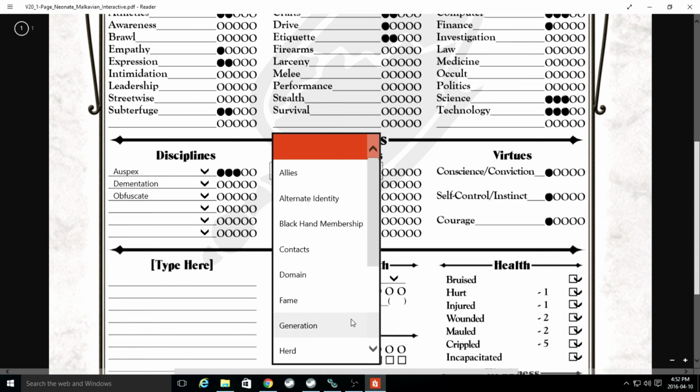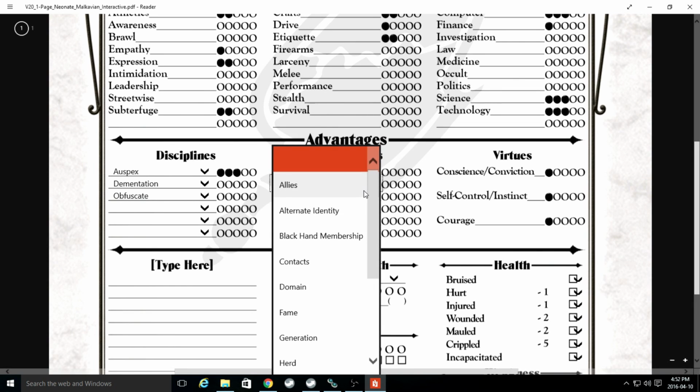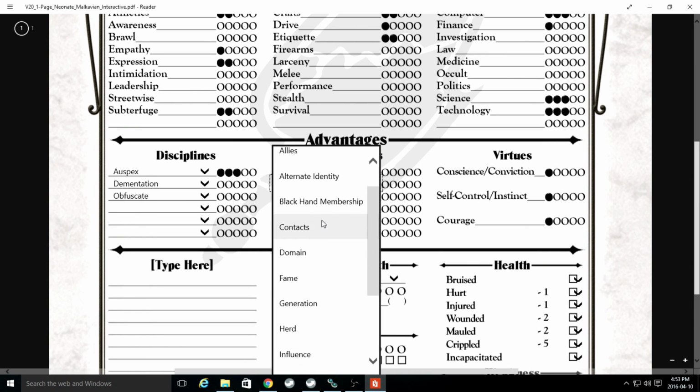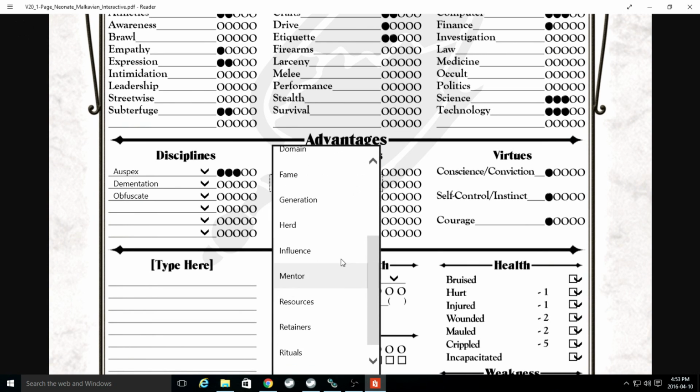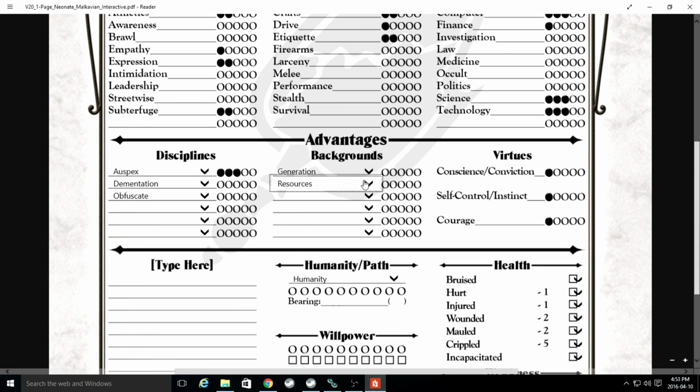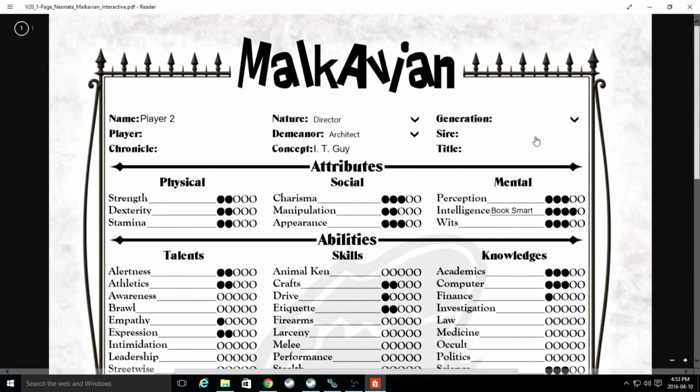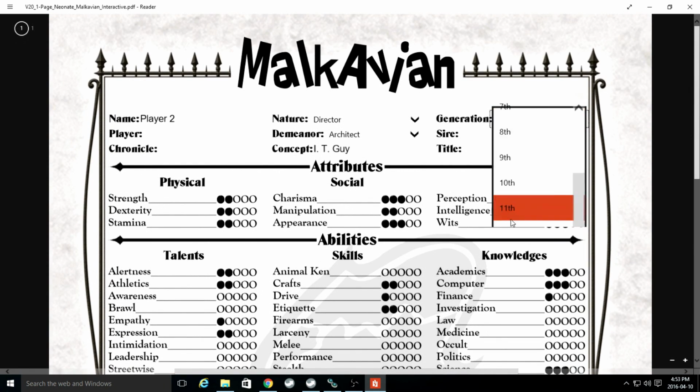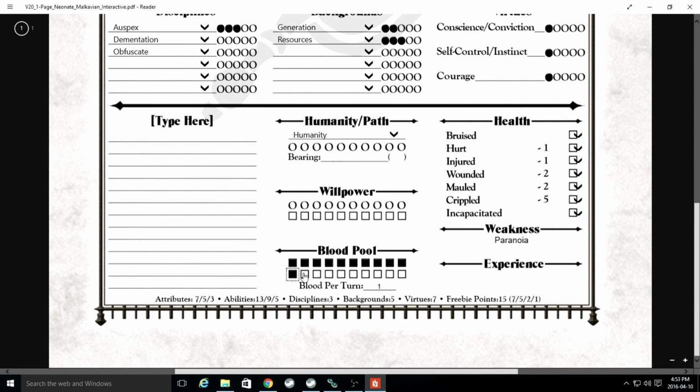He's going to have Generation for sure. No allies, no contacts. He keeps to himself fairly much for the most part. We're just going to go 2 dots in generation, 3 dots in resources, which will make him a generation 11, which is going to give him 12 blood points, 1 blood point a turn.